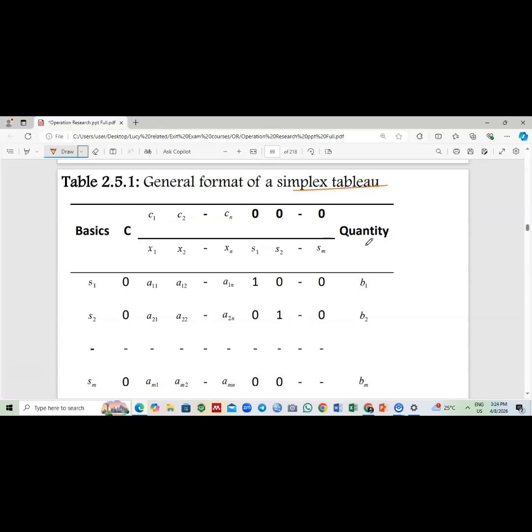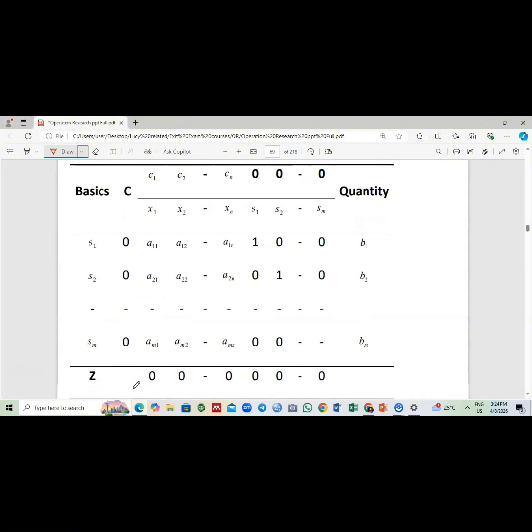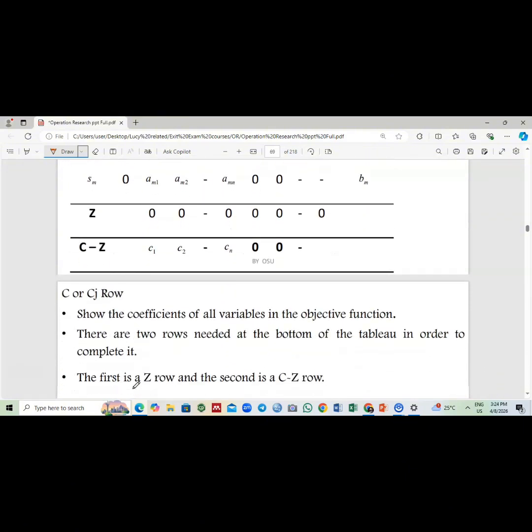So there is a quantity and there is a basic variable, so you can express it like this. And this C or Cj row shows the coefficient of all variables in the objective function. So there are two rows needed at the bottom of the table in order to complete it. The first is the Z row and the second is the C minus Z row.